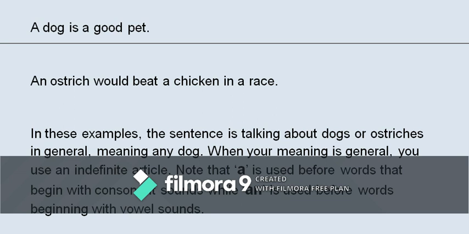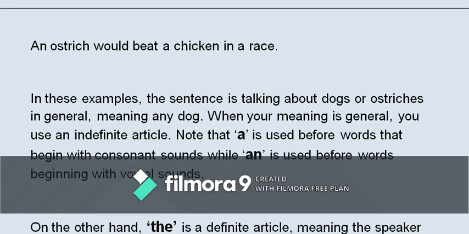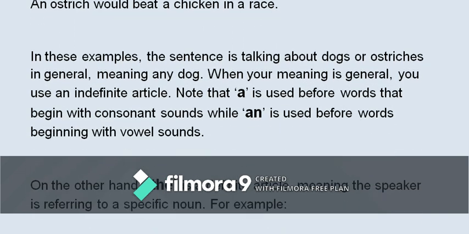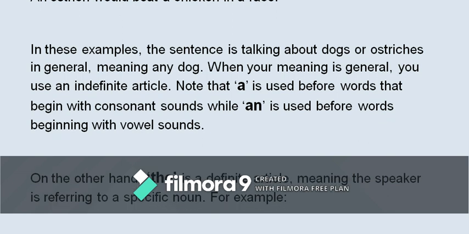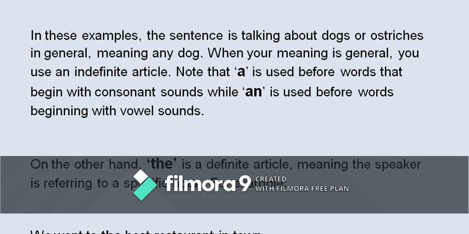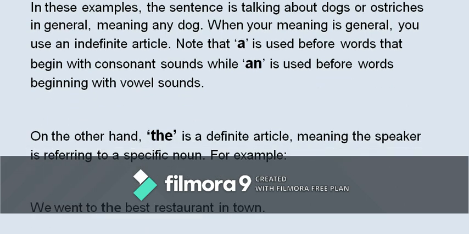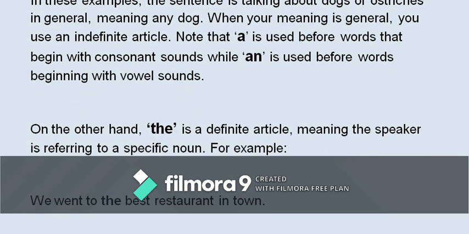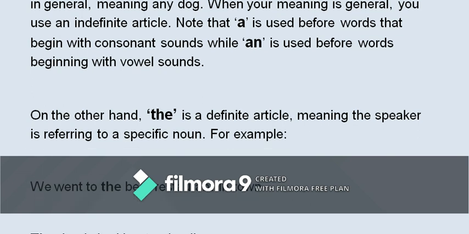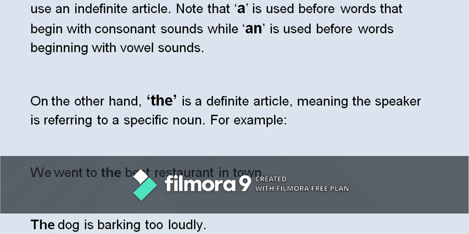The explanation that I have just given is listed out and written. On the other hand, "the" is the definite article, meaning the speaker is referring to something specific about the noun. For example, we went to the best restaurant in town. Over here, restaurant is the noun, best is the adjective, the is the article.